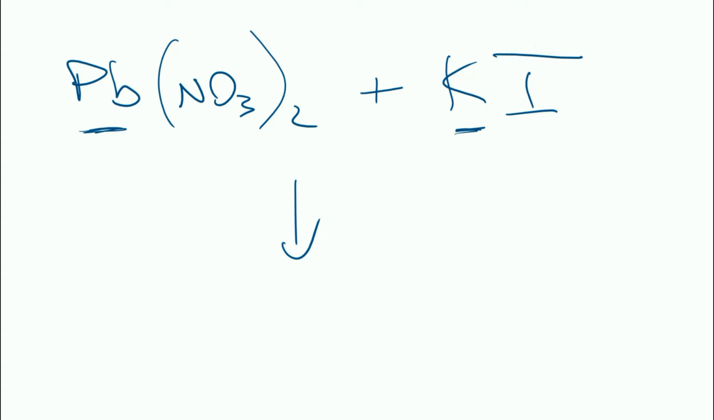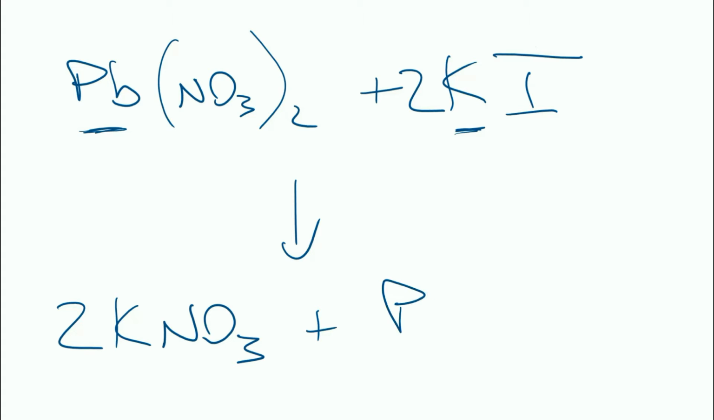So that is going to leave us with potassium nitrate. Now we've got two nitrates, so we're going to have two of these, so we're going to have to start with two of those. We're balancing as we go along, and we're also going to get some lead(II) iodide, PbI2. So that's our reaction equation there.